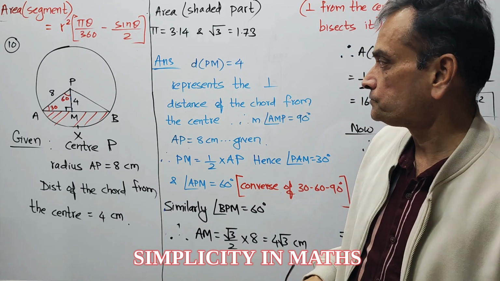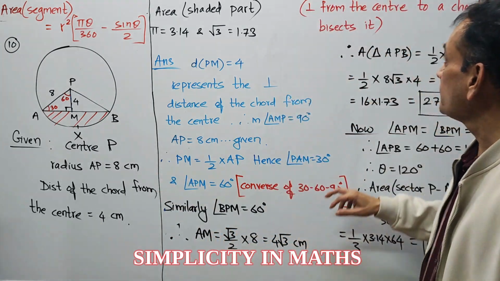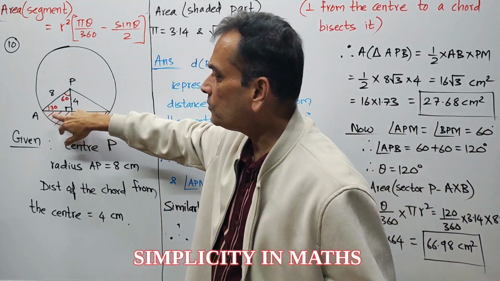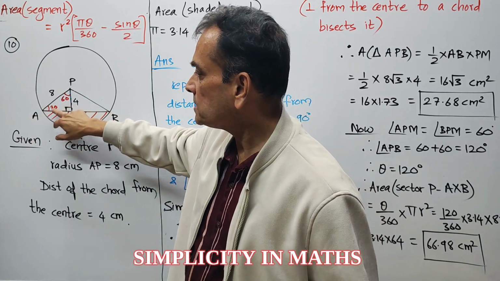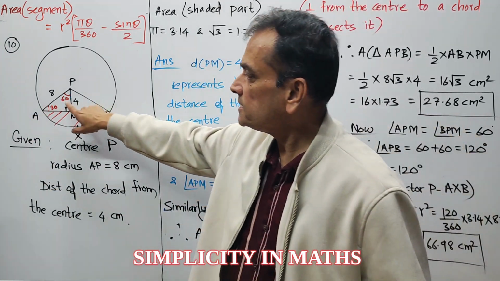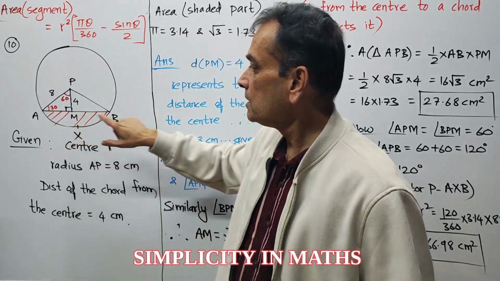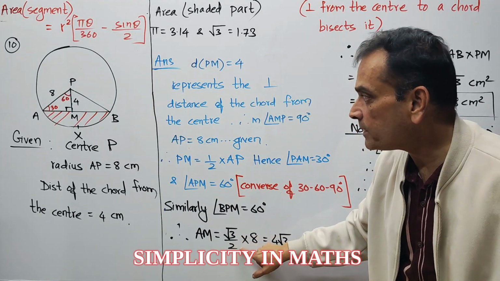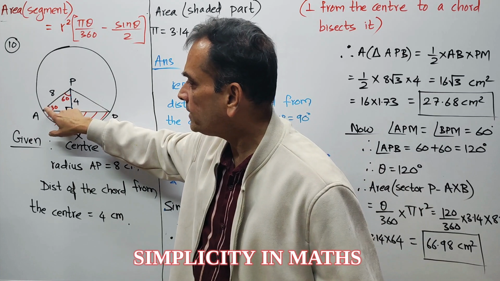Let's see what. So what we are going to do now is, look here. I'll be finding out AM now. ये तो clear हो गया. It becomes a 30, 60, 90 triangle. So in this triangle, side opposite to 60, that is AM, is root 3 by 2 into hypotenuse. Look here. AM is root 3 by 2 times AP.